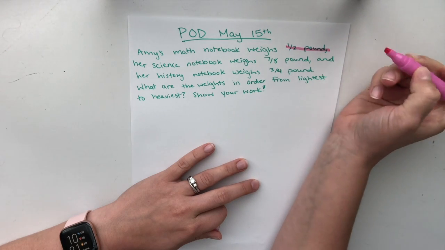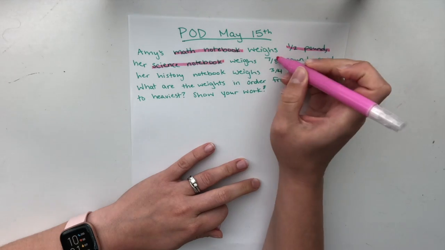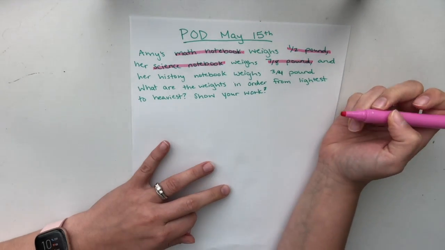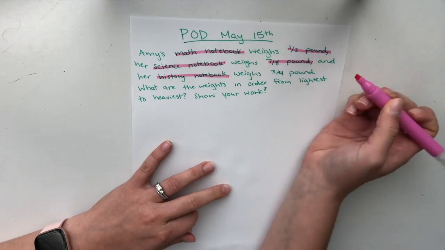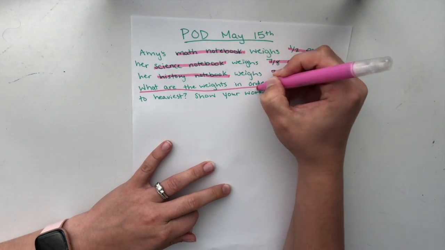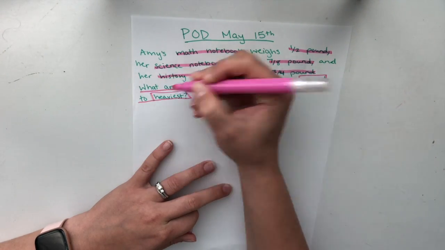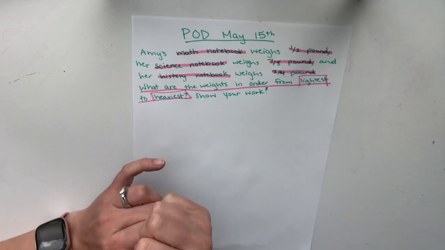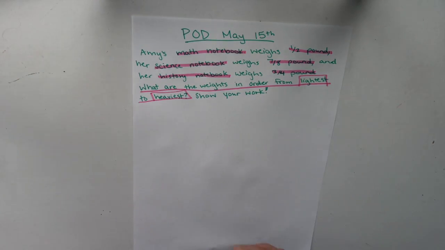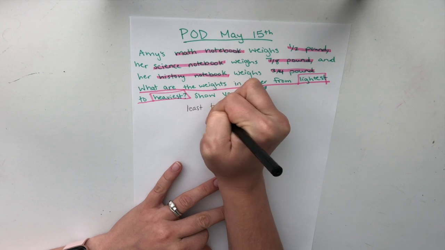Alright, so what we need to do first is highlight our information. We have ½ pound, a math notebook. We have a science notebook that weighs 7/8 pound, and we have her history notebook, which weighs 3/4 pound. It's asking us what are the weights in order from lightest to heaviest. So that means least to greatest. And I'm going to write that down so I don't forget, because remember, lightest is least. So least to greatest.